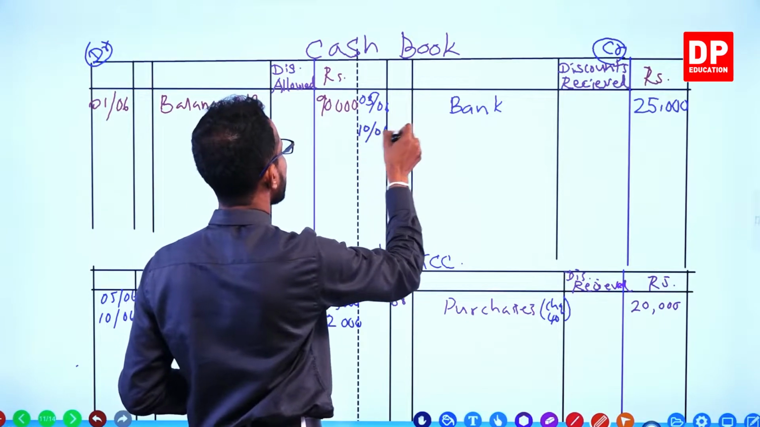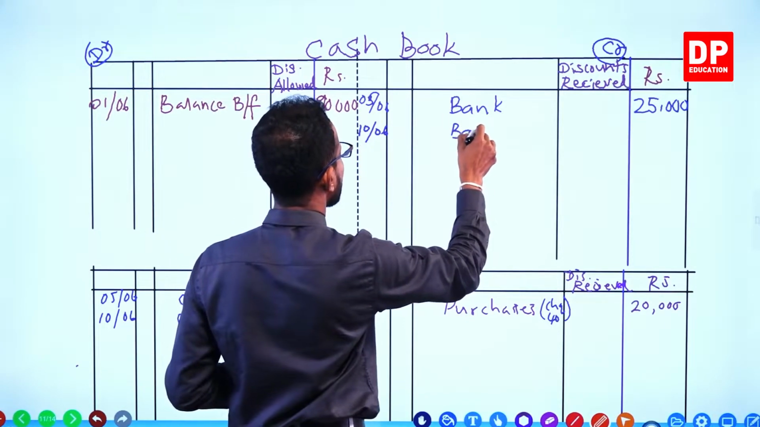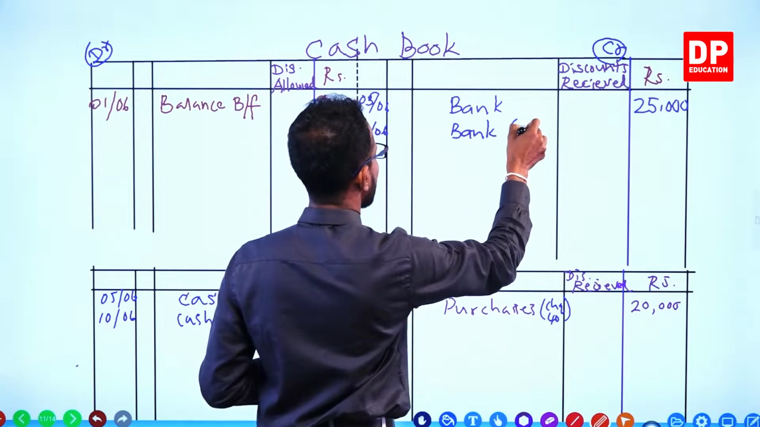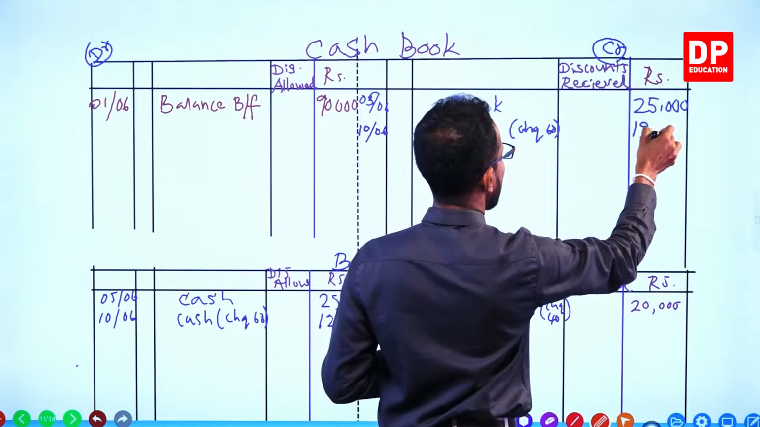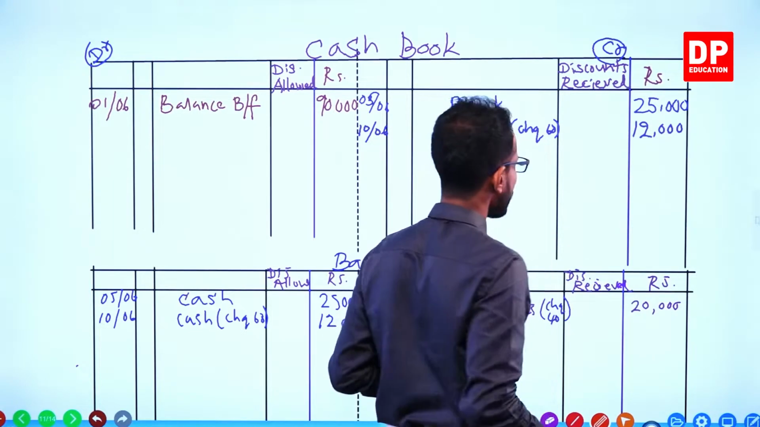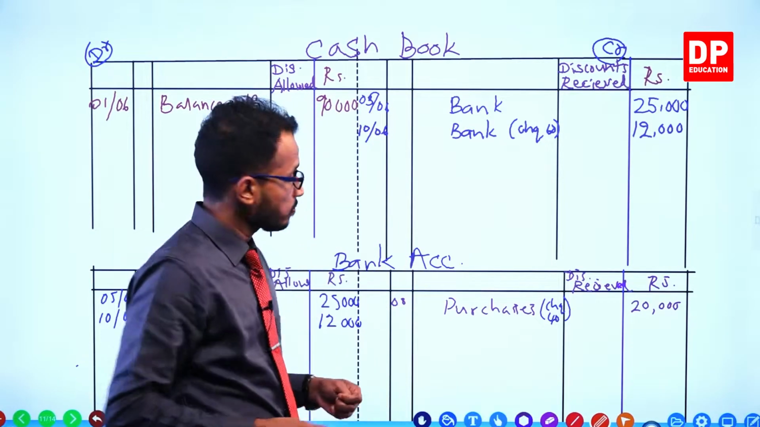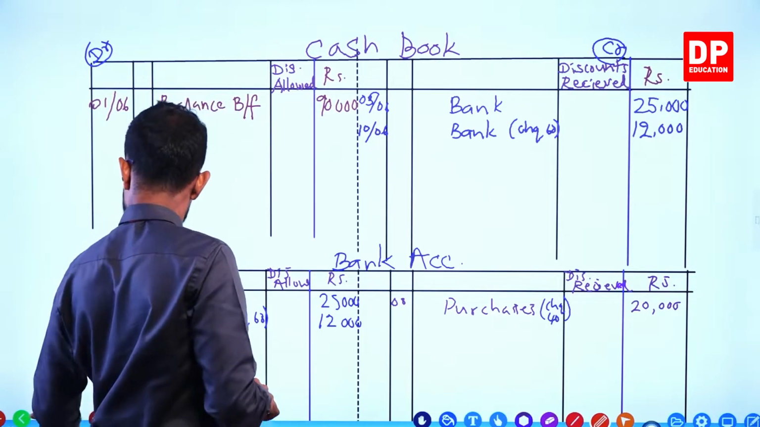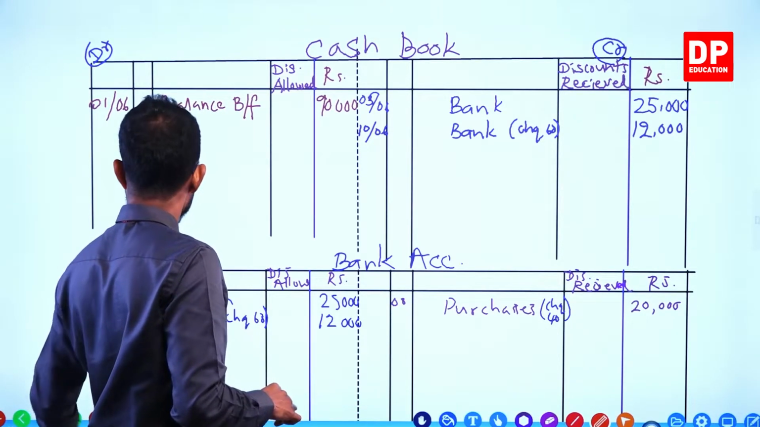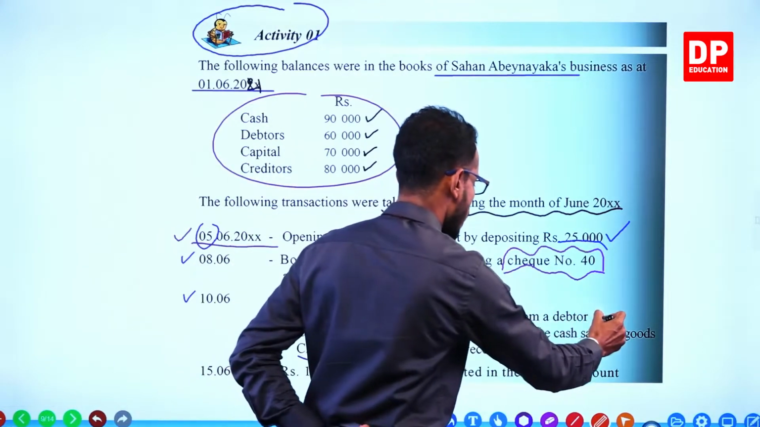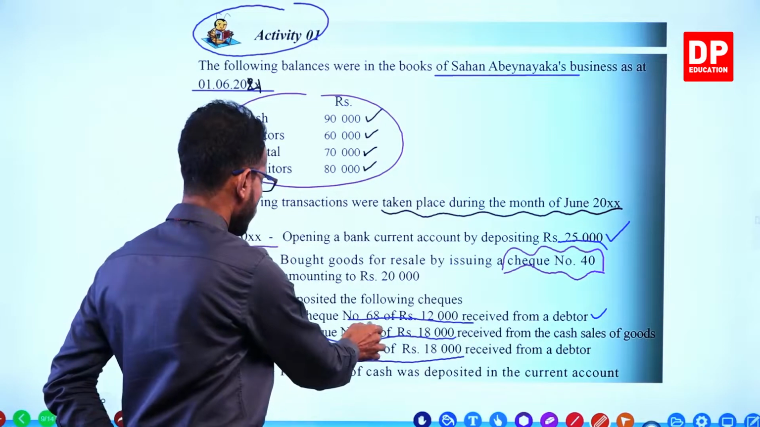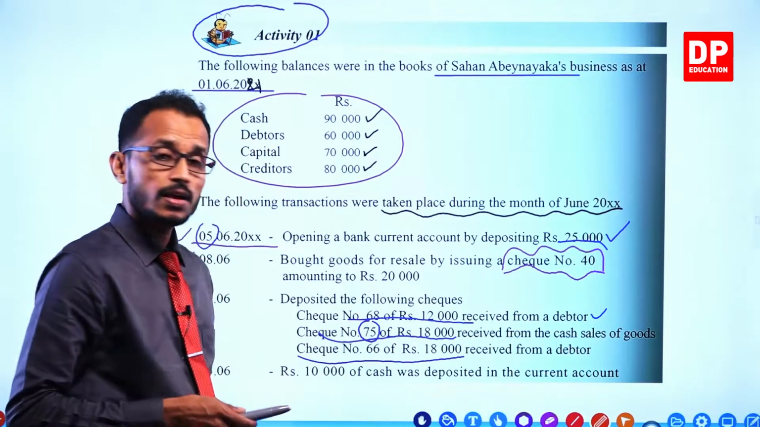10th. Check number 68, 12,000. Okay. What is the next check? This check is recorded, it's done. Check 75, this one. Check number 75.